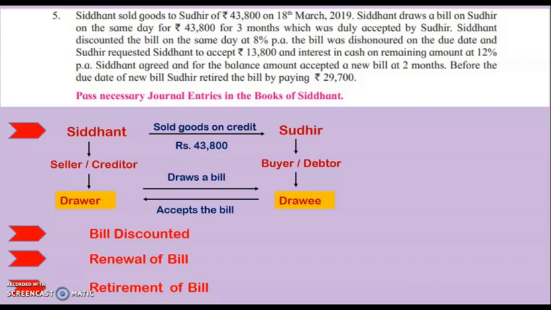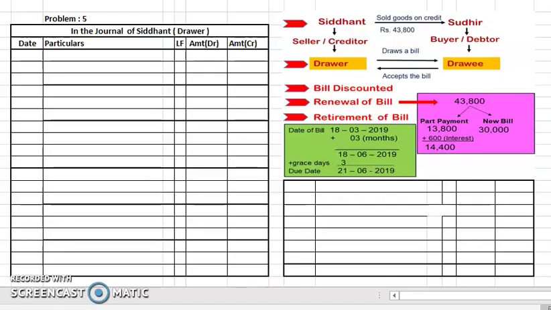So let's see the journal entries now. The journal entries in the books of Siddhant, who is a drawer. The first entry on 18th of March for sale of goods. Sudhir's account debit to sales 43,800. The narration being goods sold on credit.